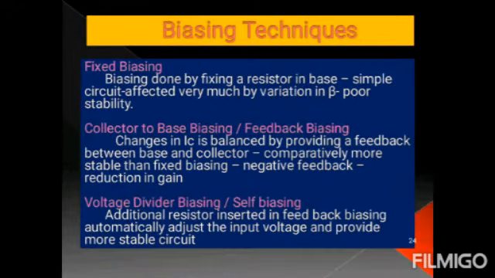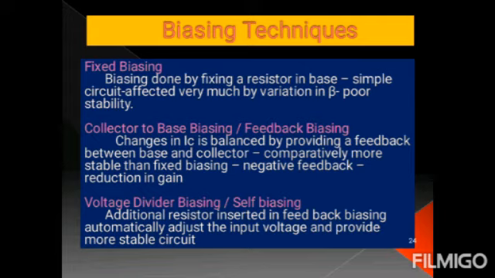Next, what are all the biasing techniques? We know that we are having fixed biasing, collector to base bias or feedback biasing, and voltage divider biasing. Fixed biasing means by fixing a resistor in the base, we are providing stability to the Q point. Okay, the variation of the Q point can be stabilized, but it is having very poor stability. So we are going for collector to base biasing or feedback biasing.